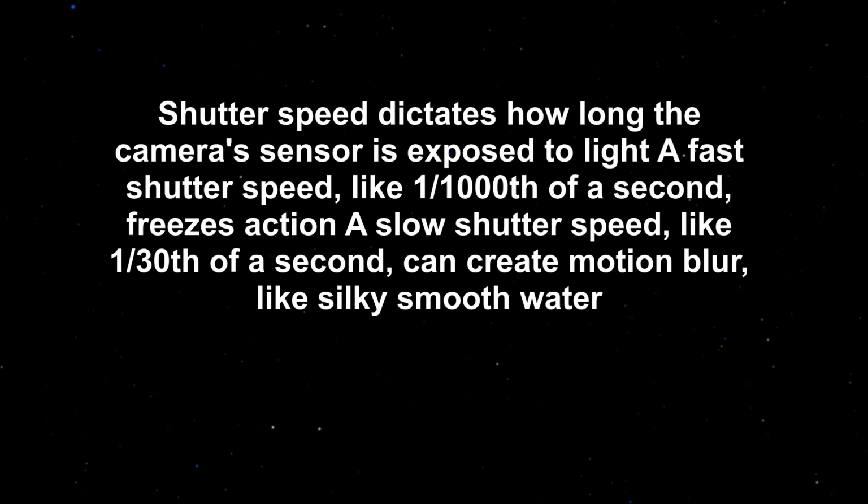Shutter speed dictates how long the camera's sensor is exposed to light. A fast shutter speed, like 1/1000th of a second, freezes action. A slow shutter speed, like 1/30th of a second, can create motion blur, like silky smooth water.